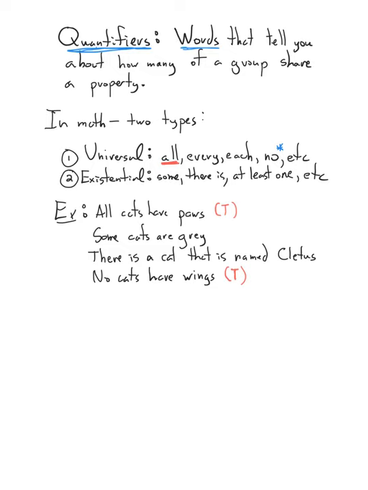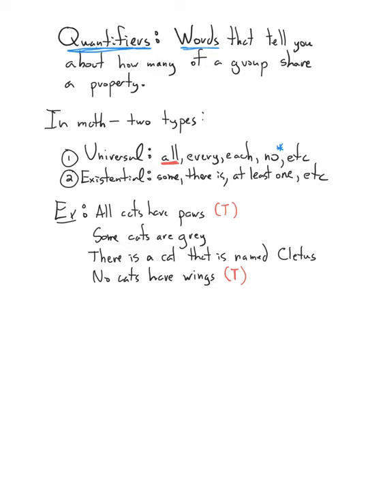I put a little asterisk by no, because in some sense, you can always reword a sentence that has the word no in it as its quantifier to one with all. And we're going to be talking about negating quantifiers just after I tell you what quantifiers are about. So we're going to come back to this idea a little bit later.